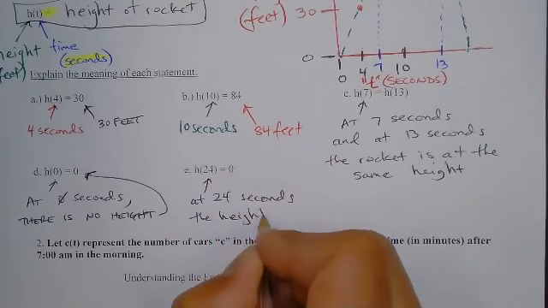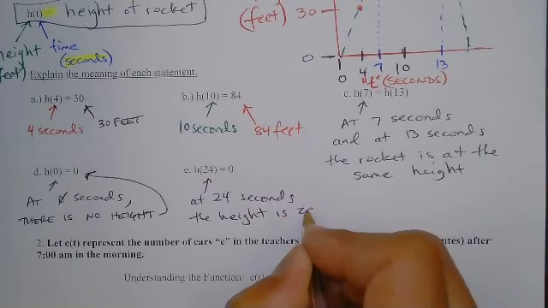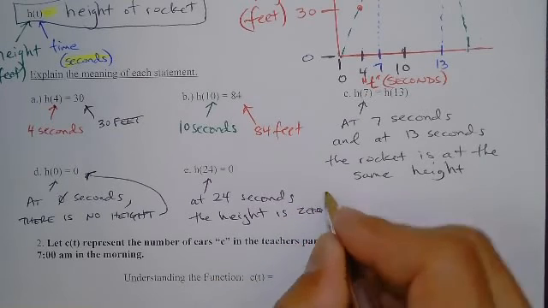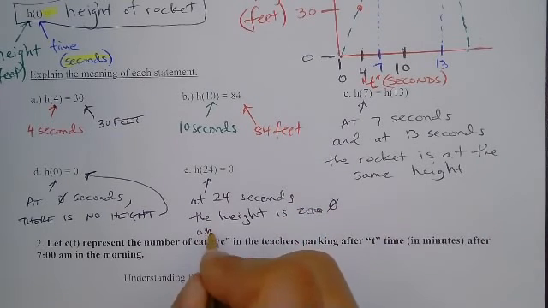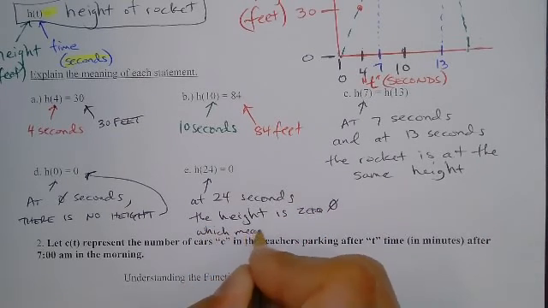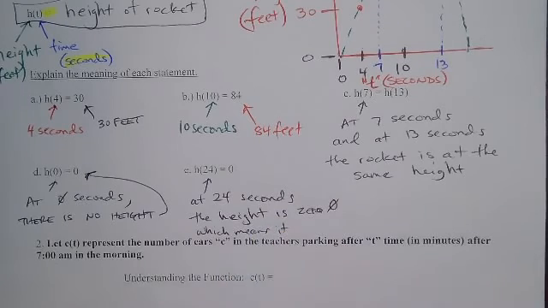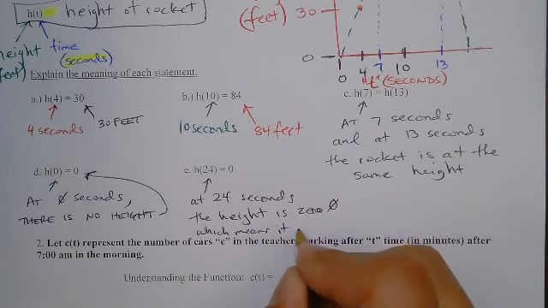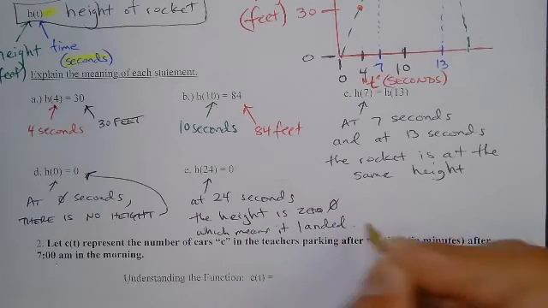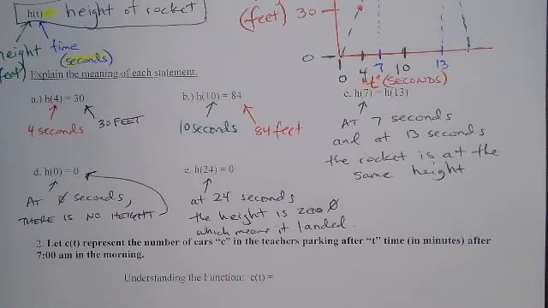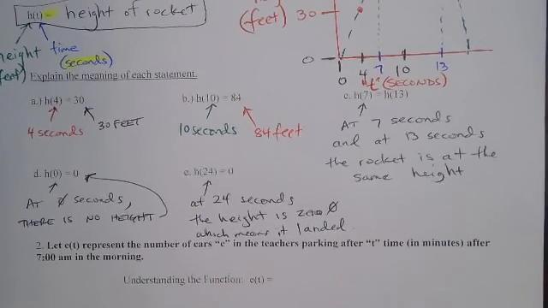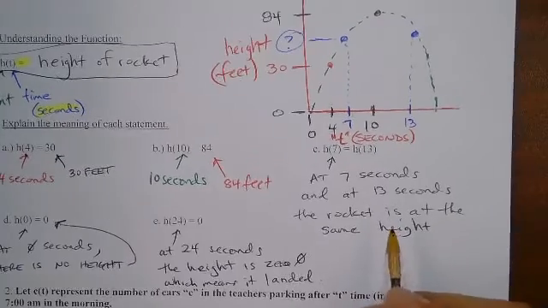At 24 seconds, the height is 0, right? Which means what? It hit the ground. It's already like boop. Which means it landed or it hit the ground.